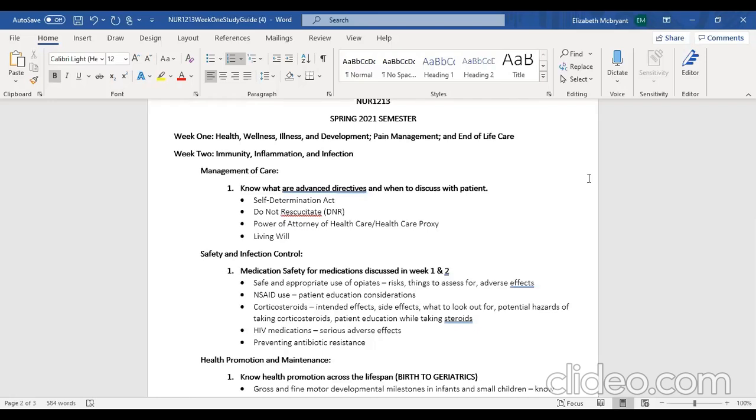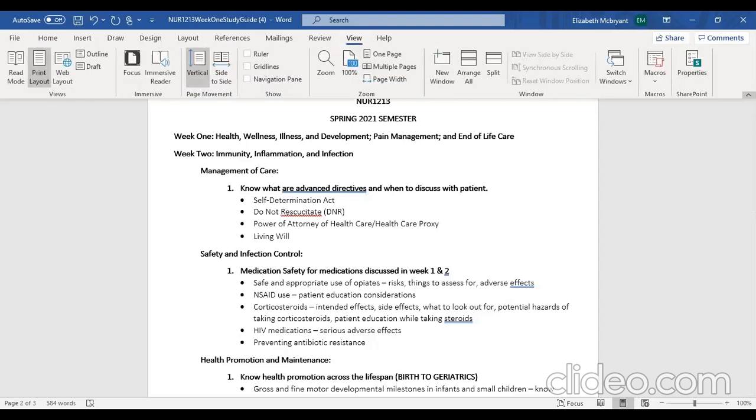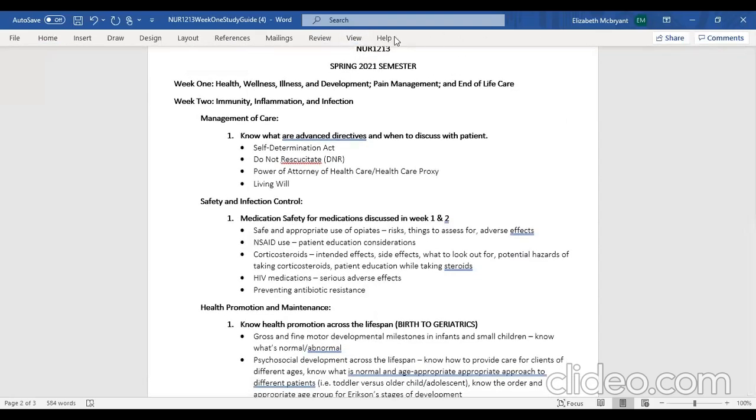Anybody can be your healthcare power of attorney. If I want to designate my mailman, because we're cool like that, I can designate my mailman to be my healthcare power of attorney or my healthcare proxy. There's no rules on who you can choose for that. The other thing is safety and infection control, right?